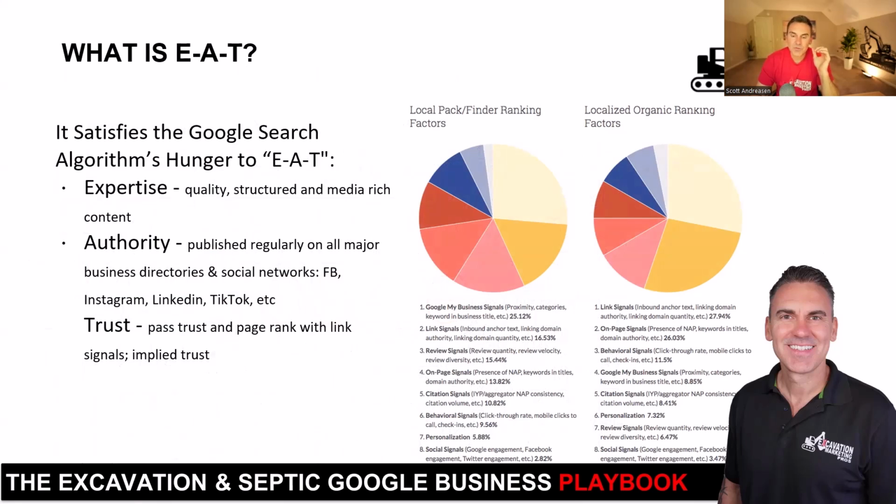First, it's looking for expertise, quality, structured, and media-rich content. And then it is looking for A, authority, published regularly on all the major business directories and social networks like Facebook, Instagram, LinkedIn, TikTok, and then trust, to pass along trust and page rank with link signals. So that's a little technical, but basically the older the domain, the older the website that is linking back to your site, the more trust it has.